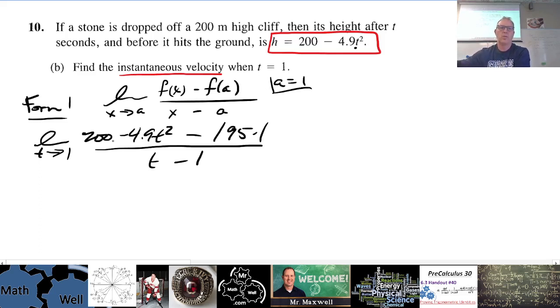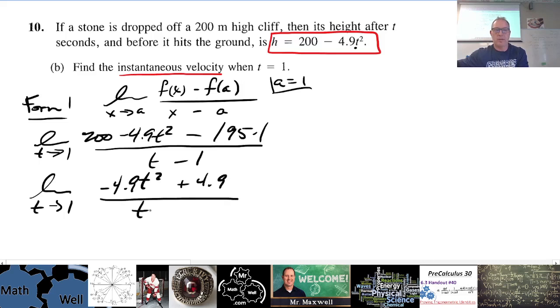So what we want to do is gather like terms so that we can try to simplify the top a little bit. So as t approaches 1, I'm going to have negative 4.9 t squared here. And I'm going to have 200 minus 195.1, so that's going to give me the 4.9, positive 4.9, over t minus 1.